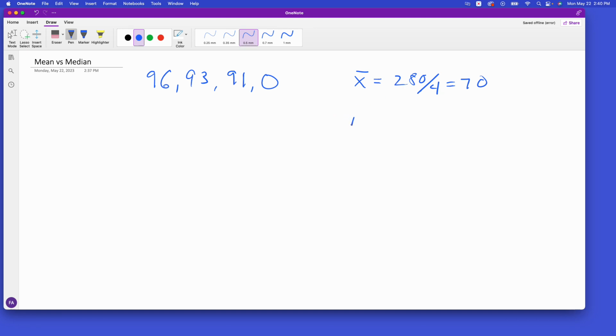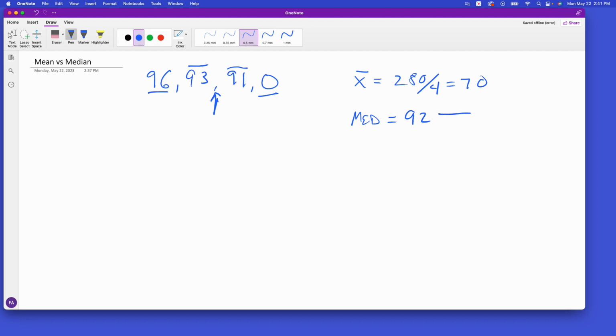The median, though, would be 92. You can get that because you have 96 and 0, and you have 93 and 91. You have to find the average between those two pieces because we want half the data below and half the data above the median. In this case, we add the two middle values and divide by 2, which gives us 92.